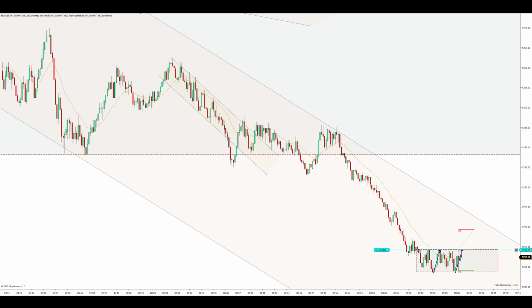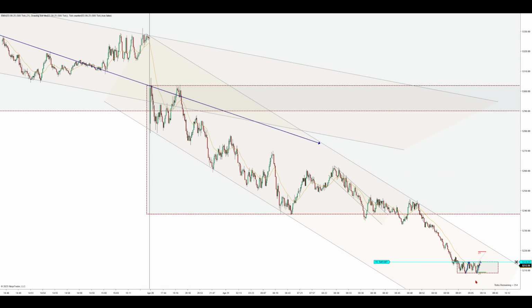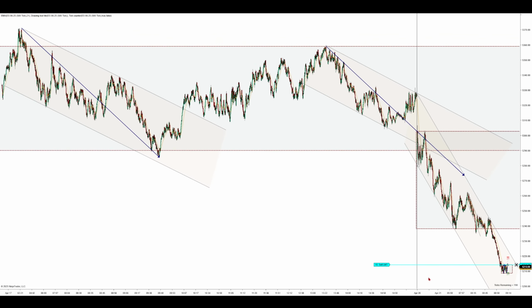Alright, so we're looking at the ES here. We're on the 500 tick chart. So here's what we have. We have this large downtrend. I'm going to zoom out more. We have these two legs down here stemming from Thursday. And so two legs down.